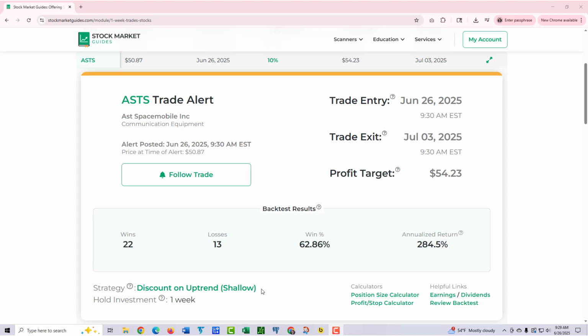And this down here shows what the trade setup is. In this case, it's called discount on uptrend shallow. That's the trading strategy. And this shows how that exact trade setup has performed historically for, in this case, ASTS, according to our backtest research. And so if you want to follow in lockstep with that exact trading approach that generated these backtest results, then you would exit at the time that's prescribed. And so that's when you could close this particular trade.